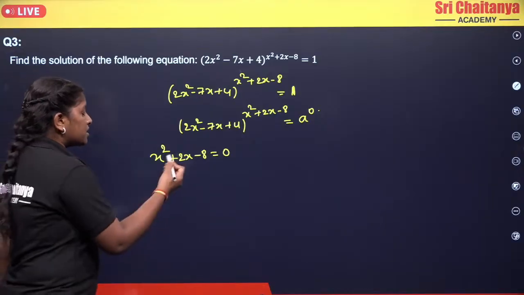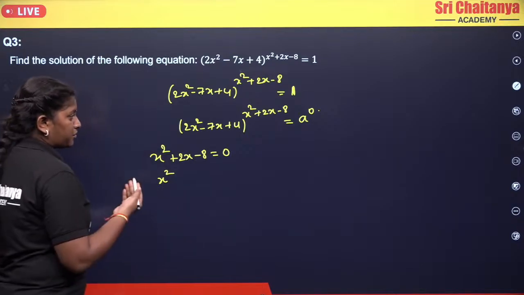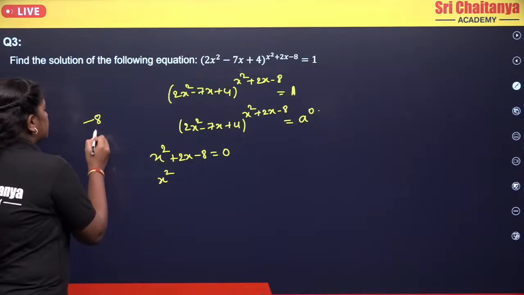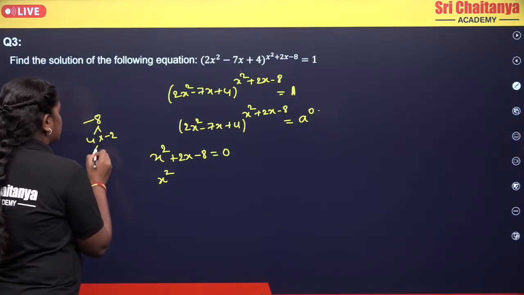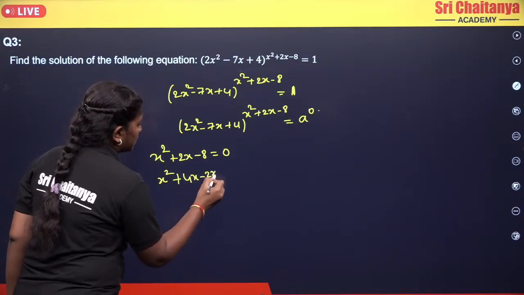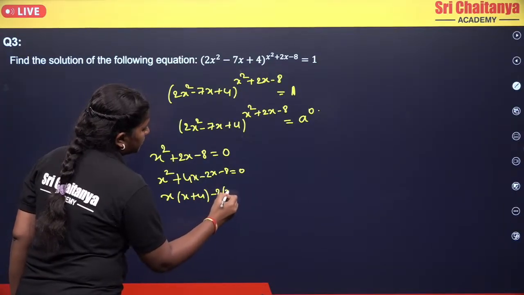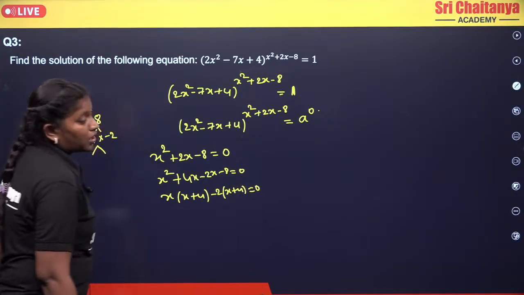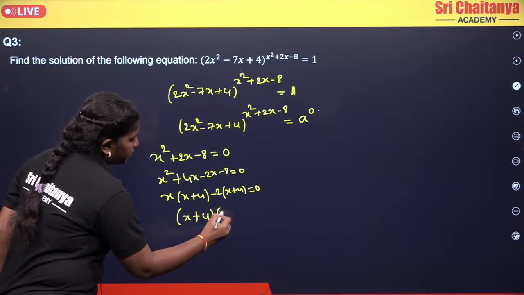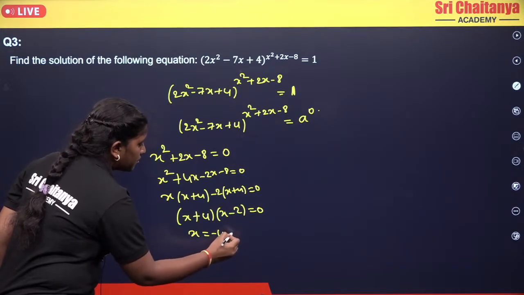Clear? So now for the x values, we go with the quadratic. Looking for the roots, for −8 we can take 4 into −2. So we can take x² + 4x − 2x − 8 equals 0. Taking x common, x(x + 4), and −2 common, −2(x + 4). Taking (x + 4) common, (x + 4)(x − 2) equals 0. So from this your x values will be −4, 2.